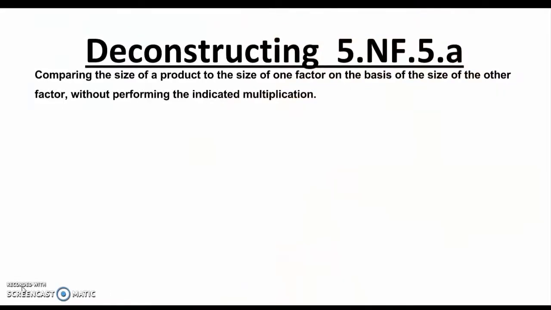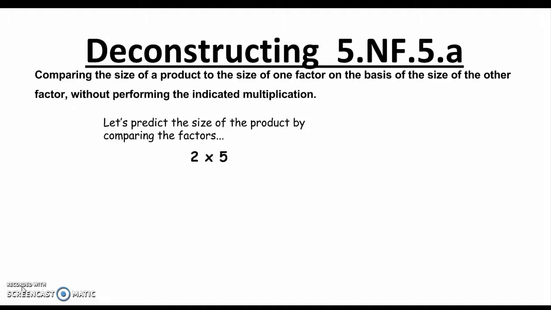Standard NF5 is comprised mostly of the use of estimation in number sense rather than the actual computation. We want students to focus on the factors of a given multiplication sentence in order to reason abstractly about the possible products. In this example, we will use 2 times 5 and compare it with 4 times 5. Since both expressions have a factor of 5, we can focus our attention on the factors 4 and 2.